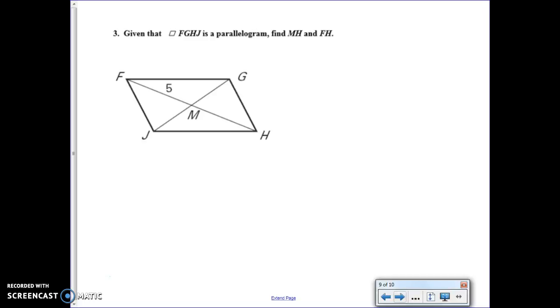Okay, given that FGHJ is a parallelogram, find MH and FH. So we look at FM and see that it's 5, and we know that in a parallelogram, diagonals bisect each other. So that means that MH would also be 5. And then if MH is 5 and FM is 5, then FH would be a length of 10. By segment addition, we add them together.